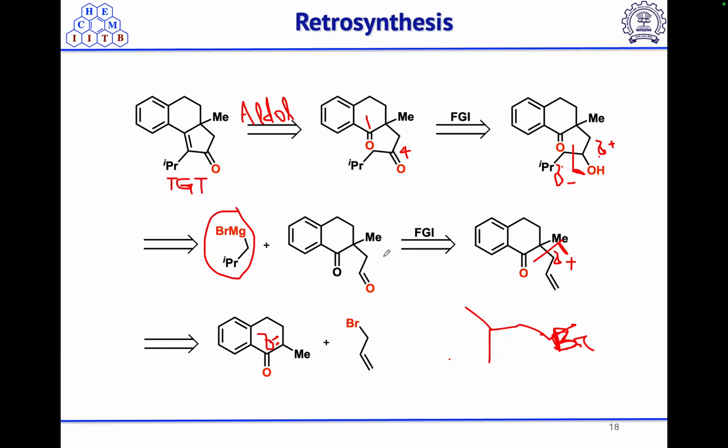Now how can we get this aldehyde? If we have the double bond here, this olefin, and we do ozonolysis, we can get this aldehyde. Or we treat this olefin with osmium tetroxide and NaIO4, easily getting the diol followed by diol cleavage to get this aldehyde. This compound we can easily get from the enolate derived from this carbonyl compound, and as electrophile we have to use this allyl bromide. So this is how we can plan this retrosynthesis.